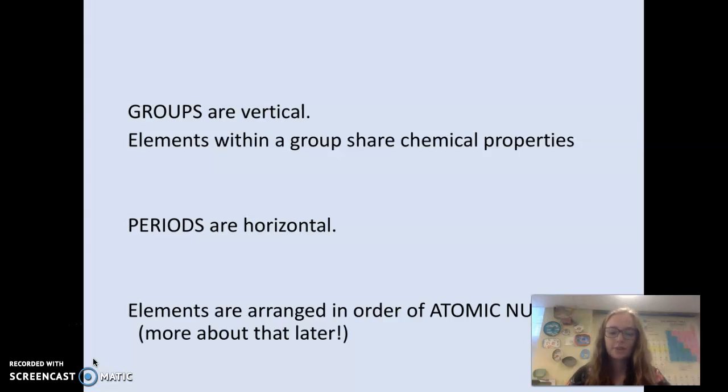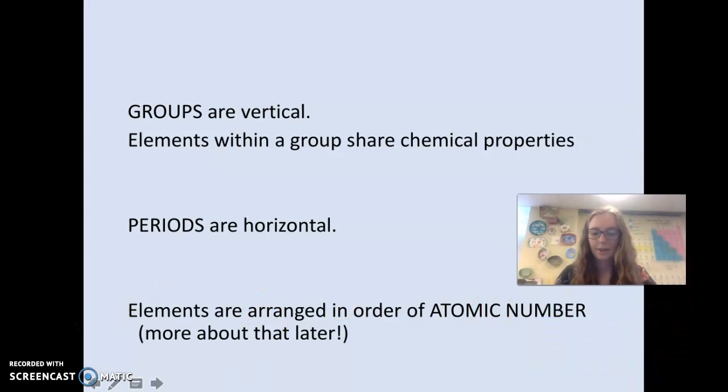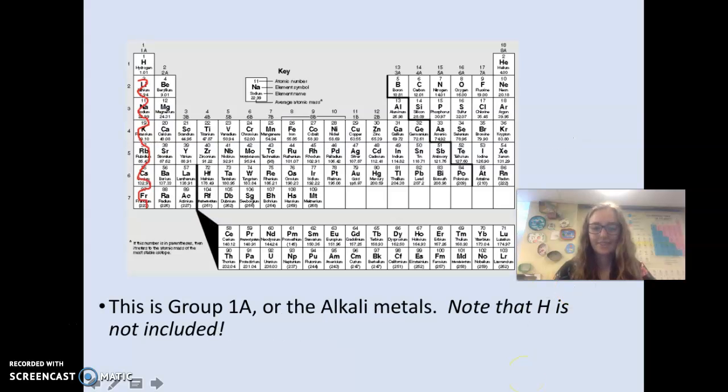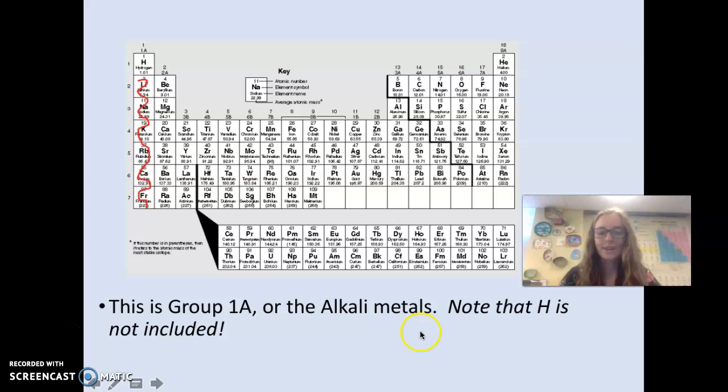Elements are arranged in atomic number, and we'll talk more about that later. Sorry, it's blocking that. So group 1A is right here, and this is the alkali metals. Note that hydrogen is not included in the alkali metals. So draw a sketch of the periodic table of elements and make a label of the alkali metals. Make sure not to include that top part. And again, our groups are vertical right there.